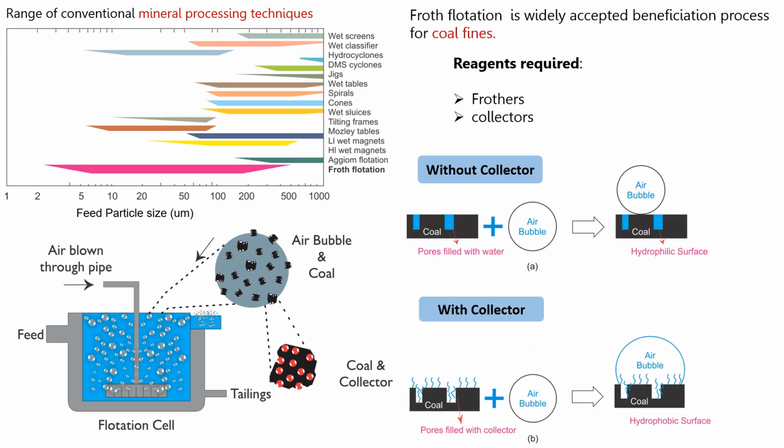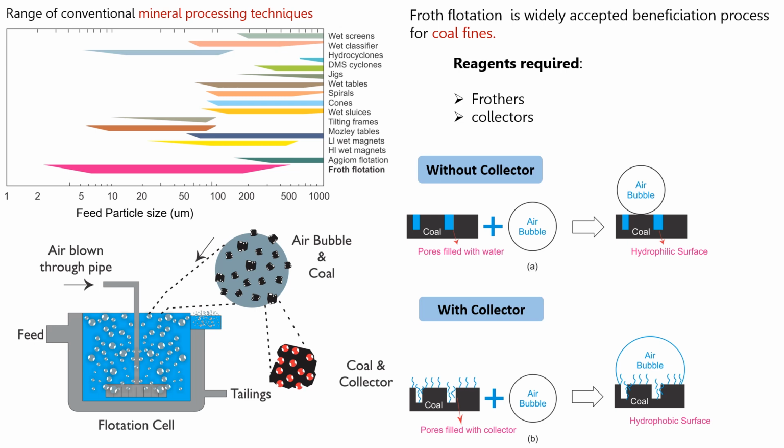Here is a diagram of a range of conventional mineral processing techniques, which shows that froth flotation is the most successful technique. The froth flotation diagram shows how the collector is attached to the air bubble and the coal. Froth flotation is a widely accepted beneficiation process for coal fines. The reagents required are frothers and collectors.